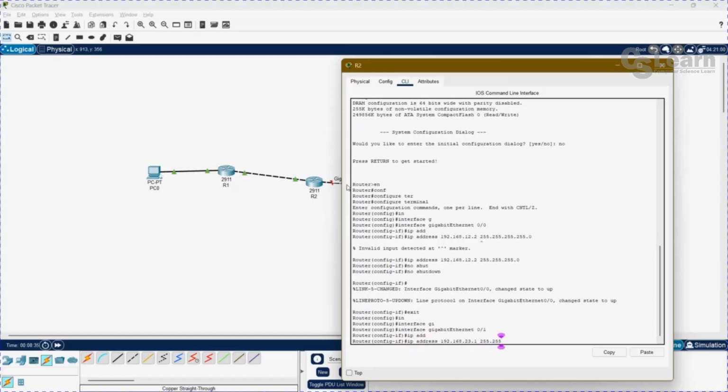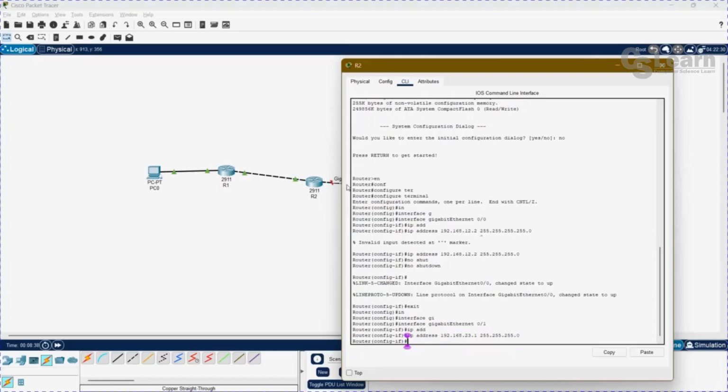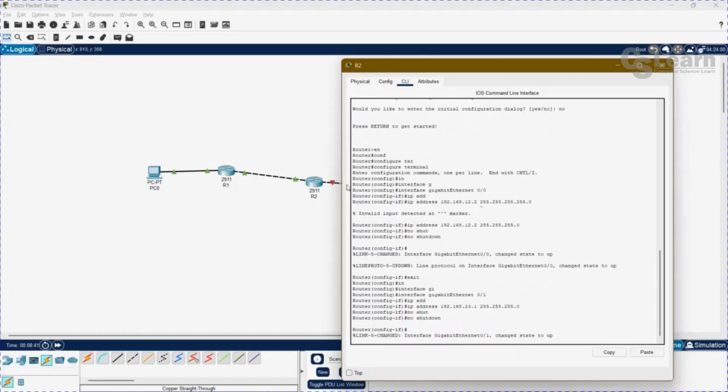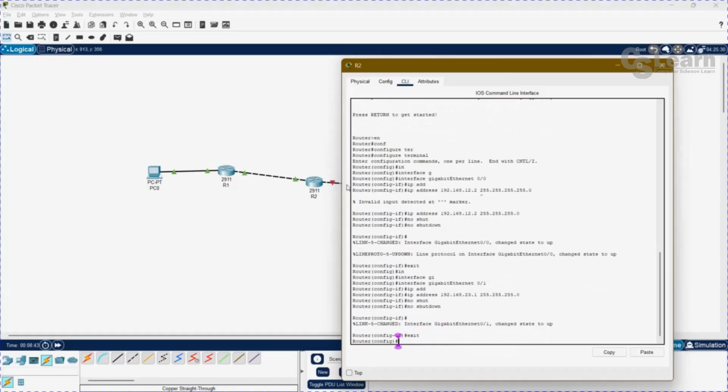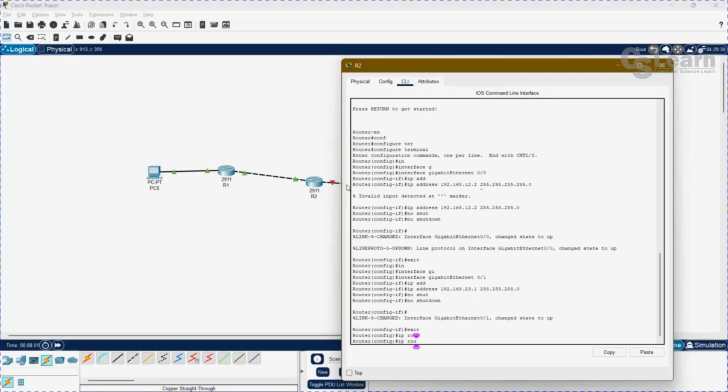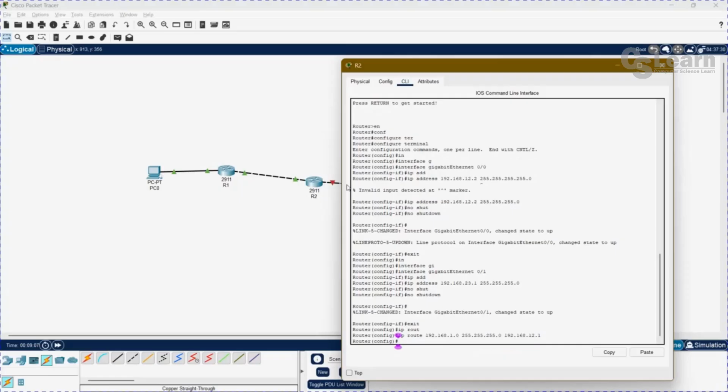192.23.1, 255.255.255.0. Okay, no shutdown, right, exit. So we need to configure the IP route: 192.168.1.0, 255.255.255.0, 192.168.12.1. First route configured.